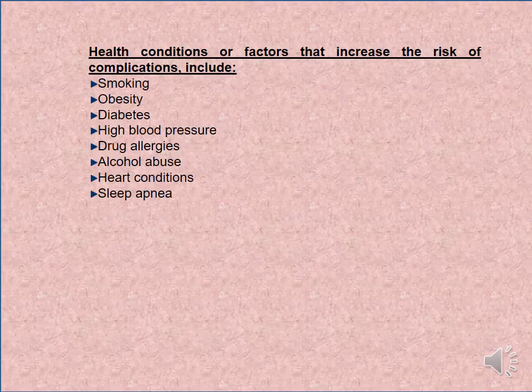Health conditions or factors that increase the risk of complications of general anesthesia, like smoking, obesity, diabetes, high blood pressure, drug allergies, alcohol abuse, heart condition, and sleep apnea, that lead to more complications in general.